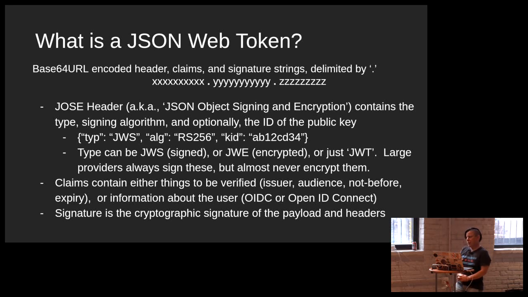The claims are usually details that need to be verified, such as who issued the token, when does it expire. OIDC, or OpenID Connect, contains user data. You can have information about the scopes it was issued for. You can have a lot of information appended to a token. It all depends on who issued it and what they're doing with it. So information exchange is one key part of this spec. The signature is a cryptographic signature of the payload and headers. We'll cover that more later.